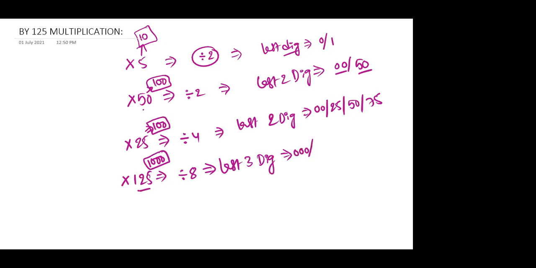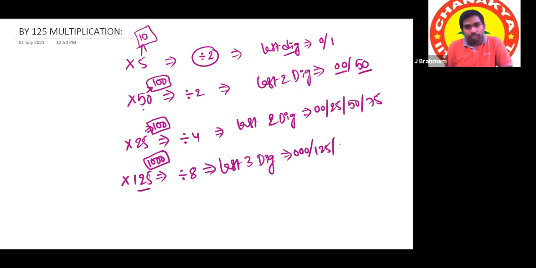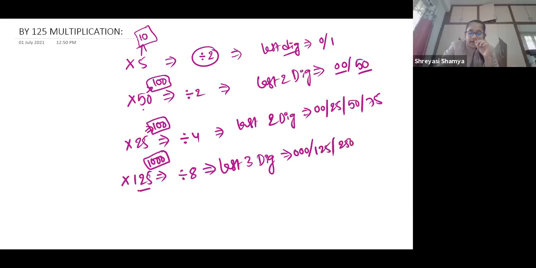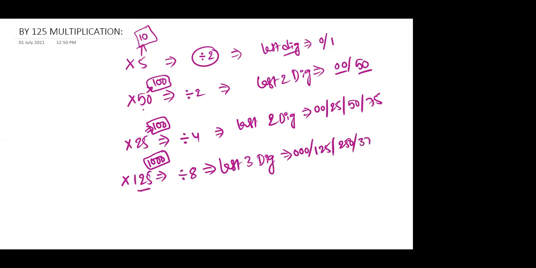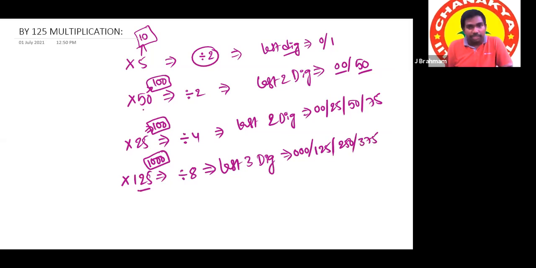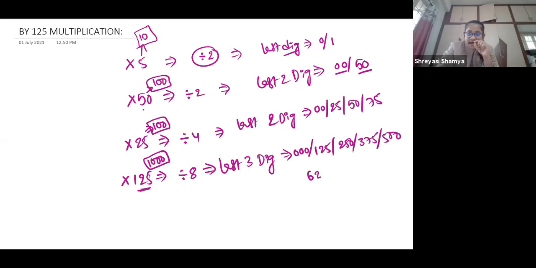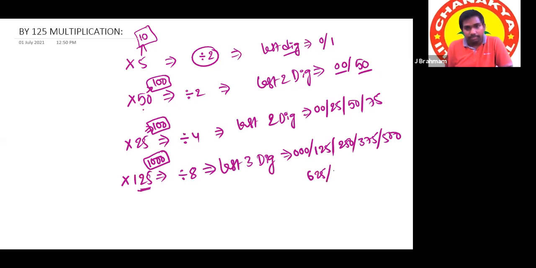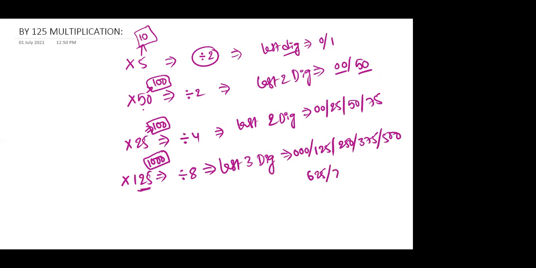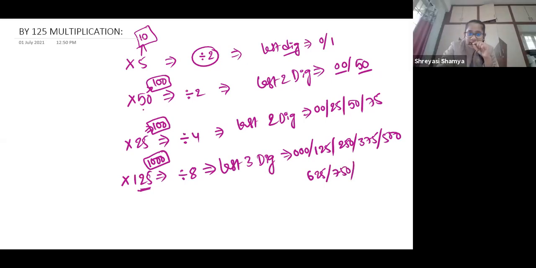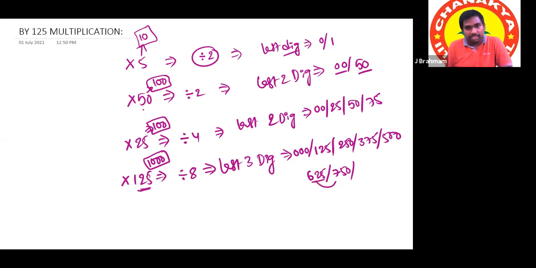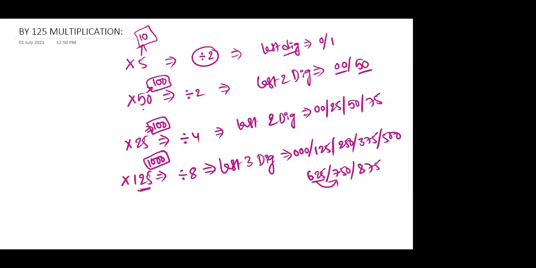If the remainder is 1, it is 125. 2, 250. 3, 375, which is the remainder multiplied by 125. 4 means 500. 5 means 625. 6 means 750. 7 means 875. These are the last three digits for each remainder.